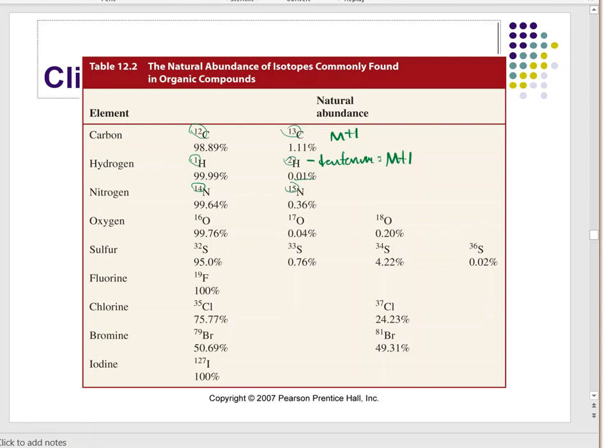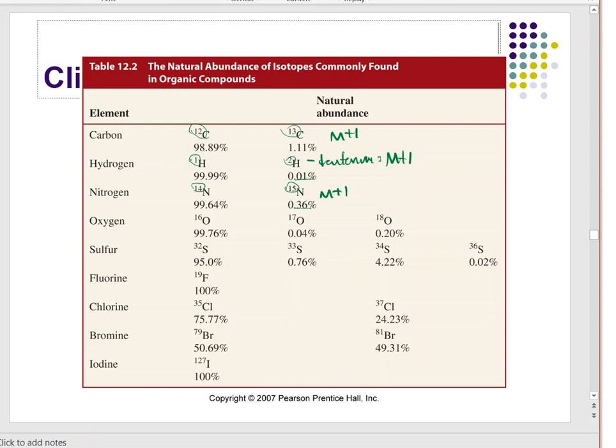Nitrogen 14 and nitrogen 15. Well, nitrogen 15's 0.36% of the time. So that is an M+1 peak, 14 to 15, right? But this percentage is kind of small. We don't really attribute that M+1 peak on the mass spectrum to the nitrogen. Nitrogen will be in compounds, but not as much as carbon is. The percentages are not as high as carbon. So again, we just don't really pay attention to it.